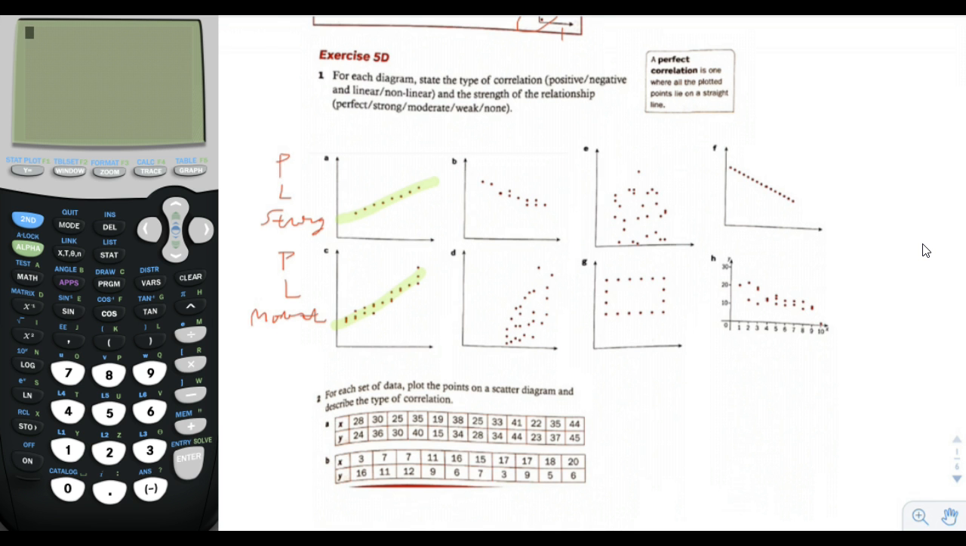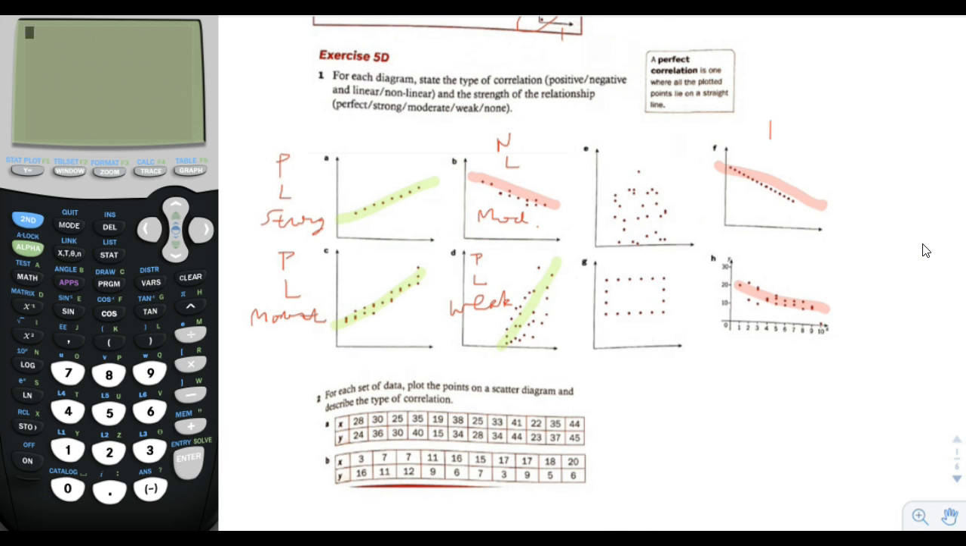Anything else look positive? Maybe this one here, but it's pretty weak. It may be a line, but we'll say it's positive, linear, and maybe weak. None of the others look positive. Let's see if there's any negative. That looks negative, and by negative I mean it goes down as you go from left to right. That looks negative, although not very strong. So let's say this one is negative, linear, and maybe moderate.